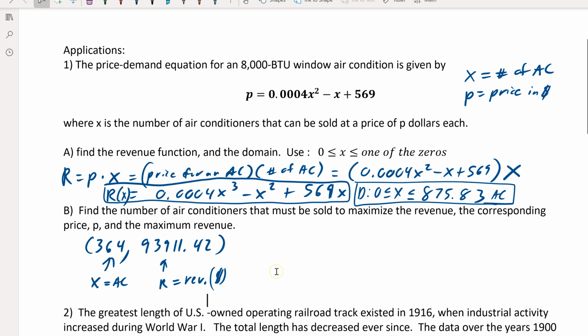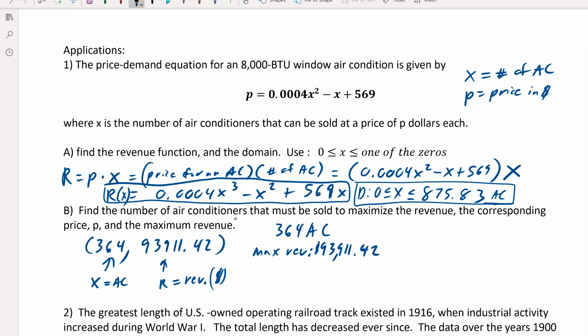So let's answer our question now. Find the number of air conditioners. So 364 air conditioners to maximize the revenue. So we would get the max revenue of, we don't need "of", I put the little dots, $93,911.42 is our maximum revenue.